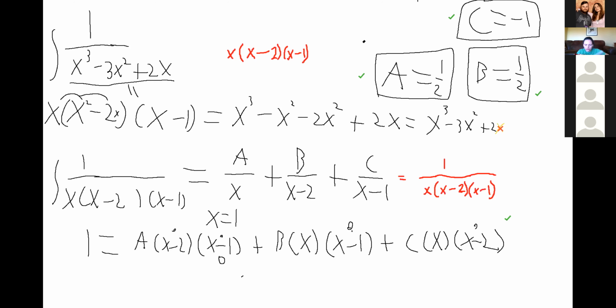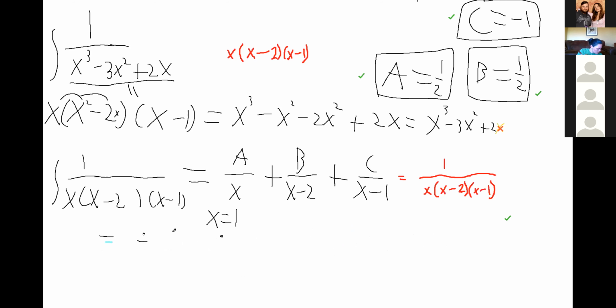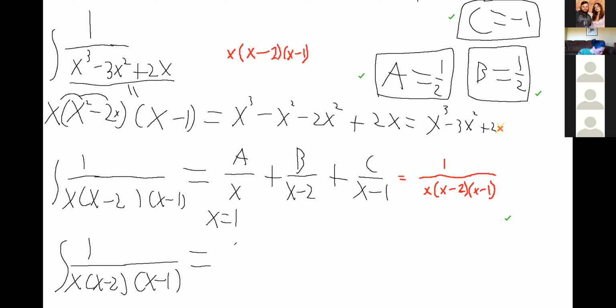Okay. So, gotta get rid of this. So now we know what A, B, and C are, so we can just write that 1 is equal to, so A is 1/2, so that'd be 1/2 over X. B is also 1/2, that's over X minus 2. Then C, which is -1, is over X minus 1.